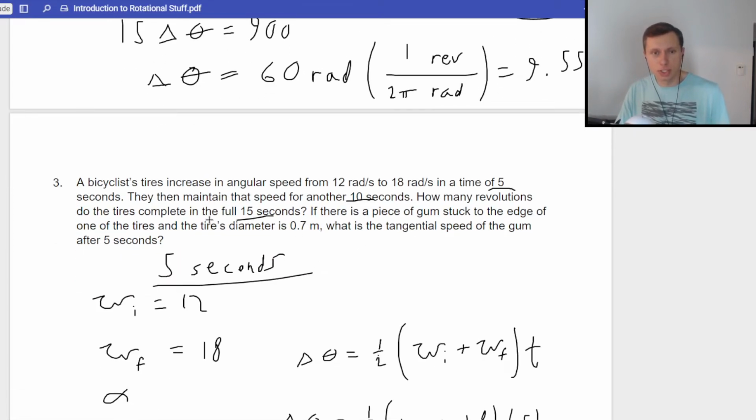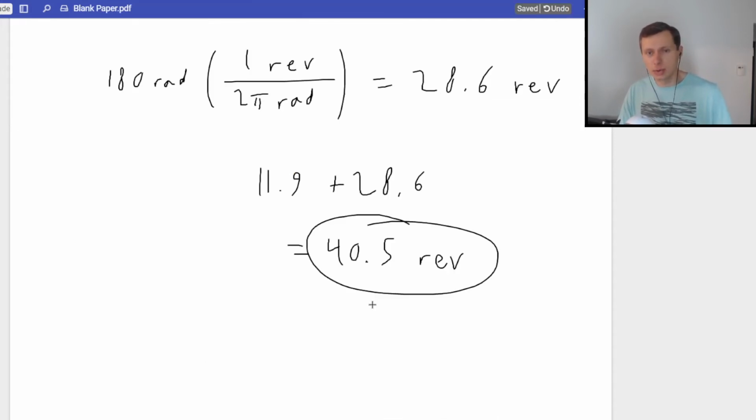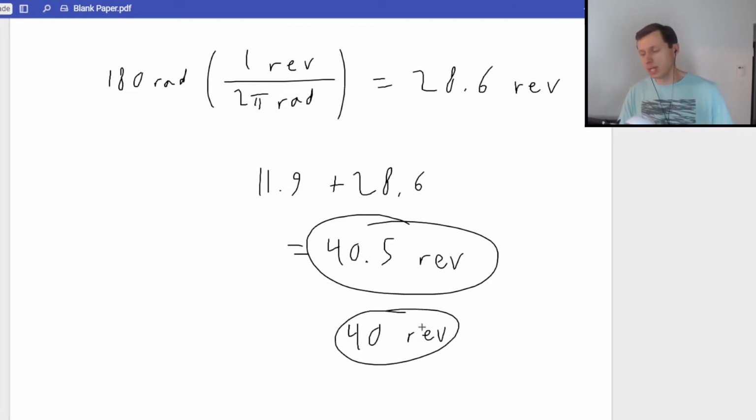It says, how many revolutions do the tires complete in the full 15 seconds? You could argue that since it says complete revolutions, that would only be 40. So personally, if I were a professor, I would accept both 40 and 40.5 because I don't think I'm very good with the wording in this question. But always read the questions carefully is the moral of the story there.